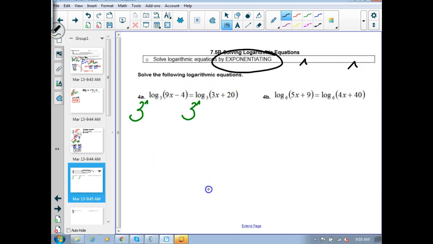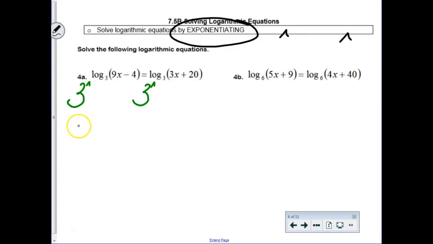So I know we're getting a little lazy now in Algebra 2, and we kind of know what's going to happen, so we don't bother rewriting it, but I think it would be really beautiful if, if you're having a little confusion, you wrote down, this is now 3 to the power of log base 3 of 9x minus 4 equals, and then again, 3 to the power of log base 3 of 3x plus 20.